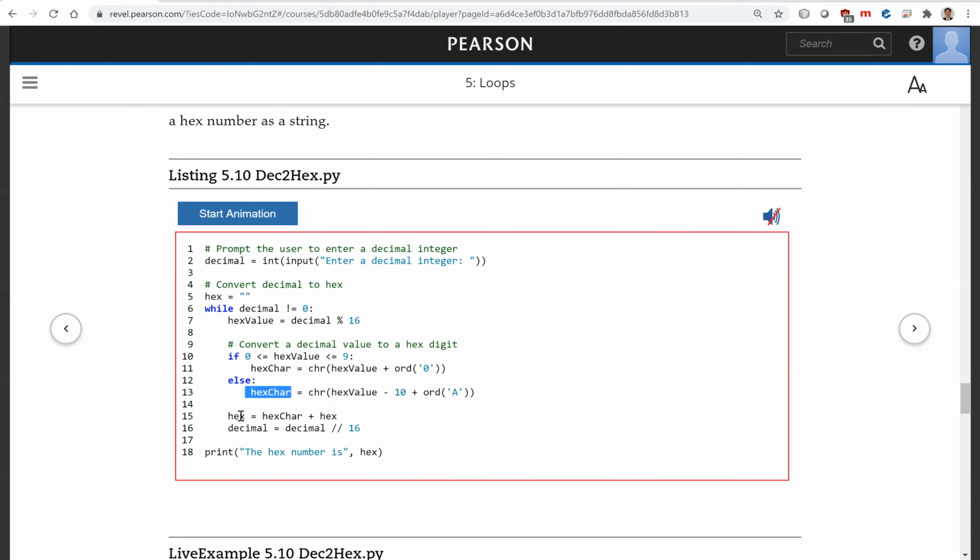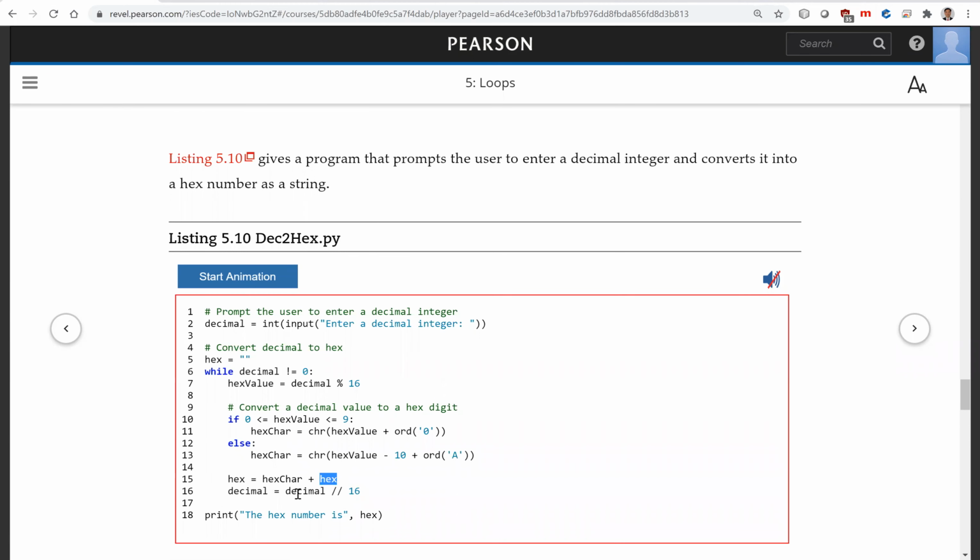And then we have now this hex character. So we combine this character with the one that is already here, the hex. So we're going to plus this with hex. So this is the first one. The next one will have this hex plus the existing hex. So you keep shifting it to the right.